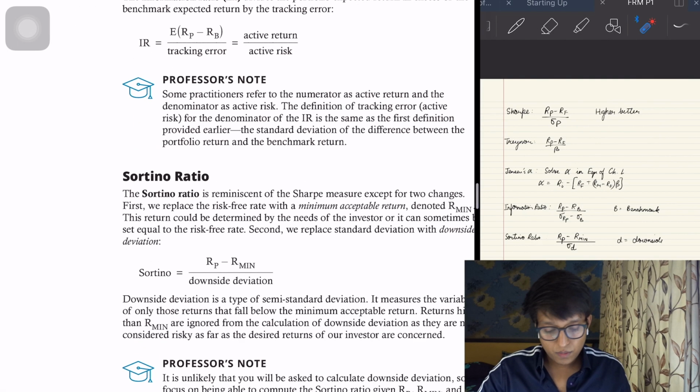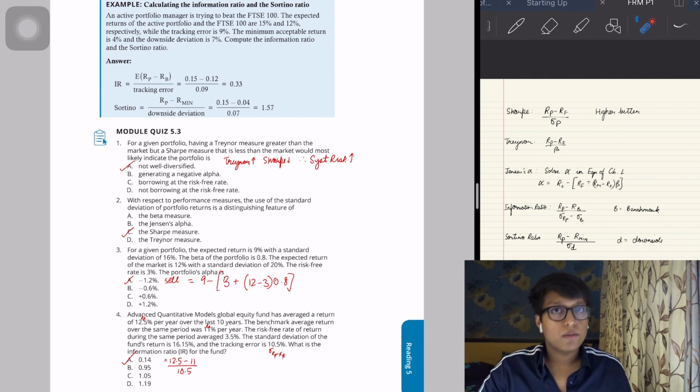And the last one, the Sortino ratio, where they take only the downside deviation and they take a threshold minimum rather than RF. That was all in this reading.